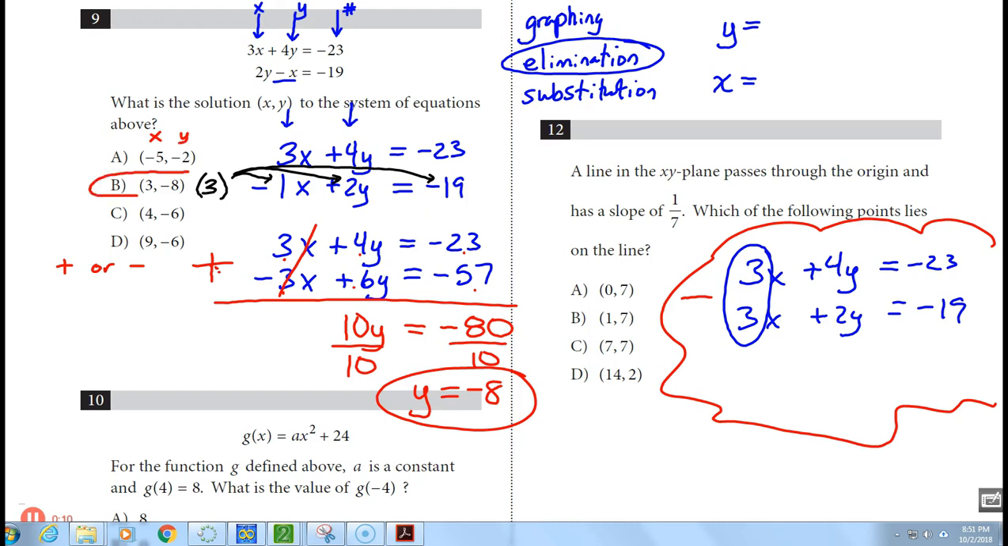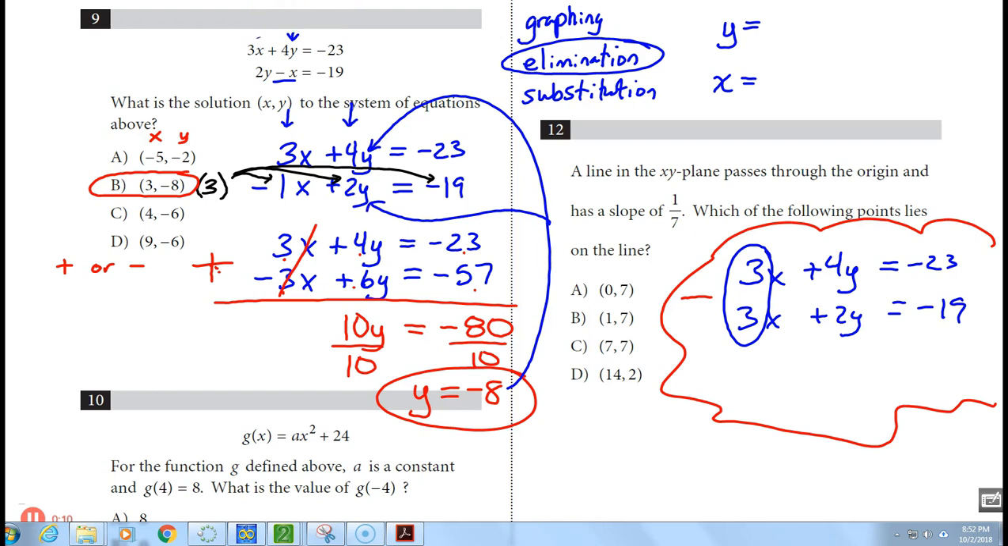It looks to me like this is the right answer, and I don't really have to do any other work. If there was another one that had a negative 8 in it, the technical way I'm supposed to do this is to take this negative 8 and plug it back into either equation, either here or here, and solve for x. So let me just show that.